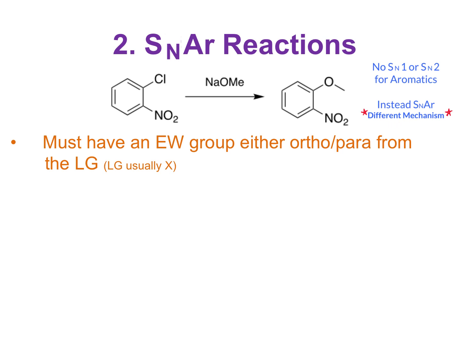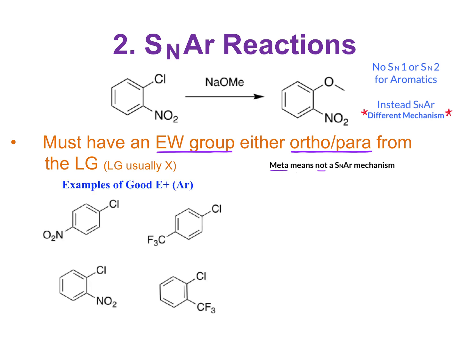The other thing you have to know is that there's a special requirement for this reaction to work. You have to have an electron withdrawing group, and it has to be either ortho or para from the leaving group. The leaving group is usually a halogen, as we said. So in this case, if it's meta, that would not be a SNAr reaction. It would have to do something else if it was meta. But if it's ortho or para and we have electron withdrawing groups, then that would be a good option for the SNAr. Now, what are some electron withdrawing groups that we can use?